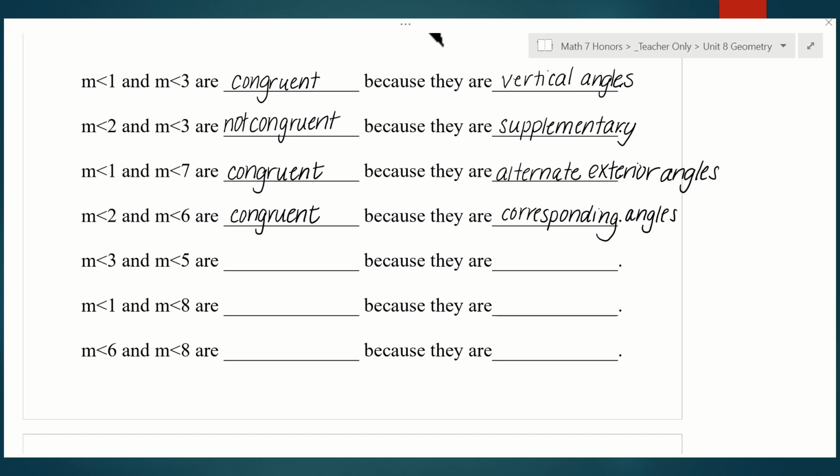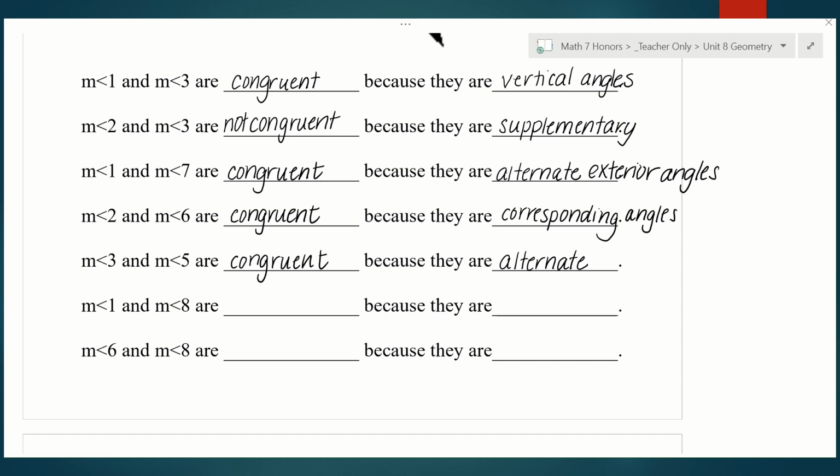Okay, 3 and 5. Just looking at the size of them, you can see hopefully that they are both acute, and so that means that they are congruent. Now let's look at their placement. Angles 3 and 5 are on opposite sides of the transversal, the line that cuts through the two parallel lines. So again, we call that alternate. The other thing I want you to notice is that they are inside the parallel lines.